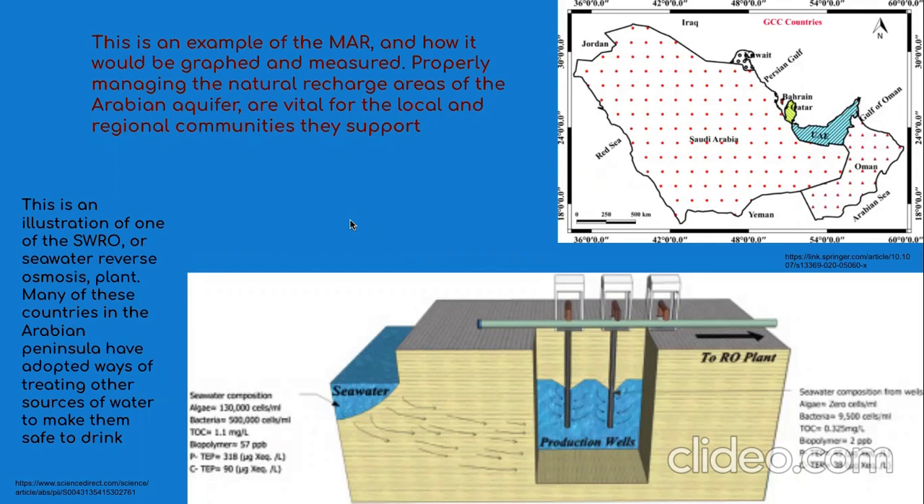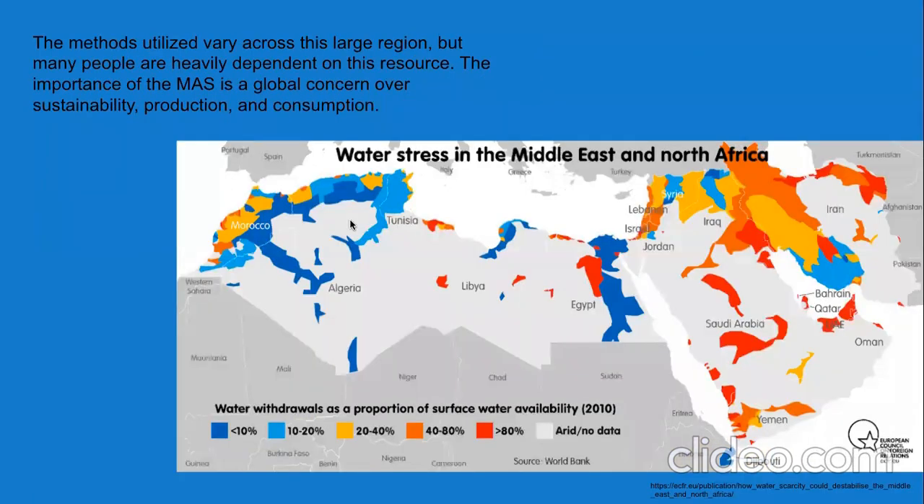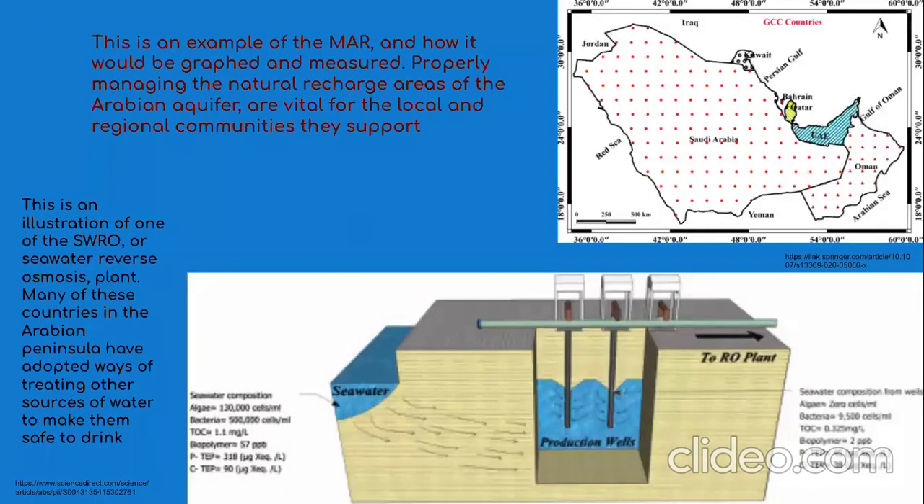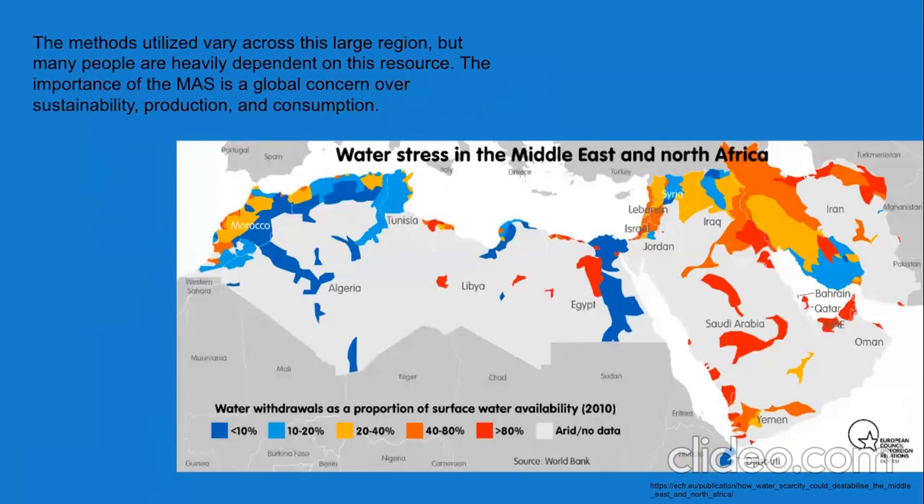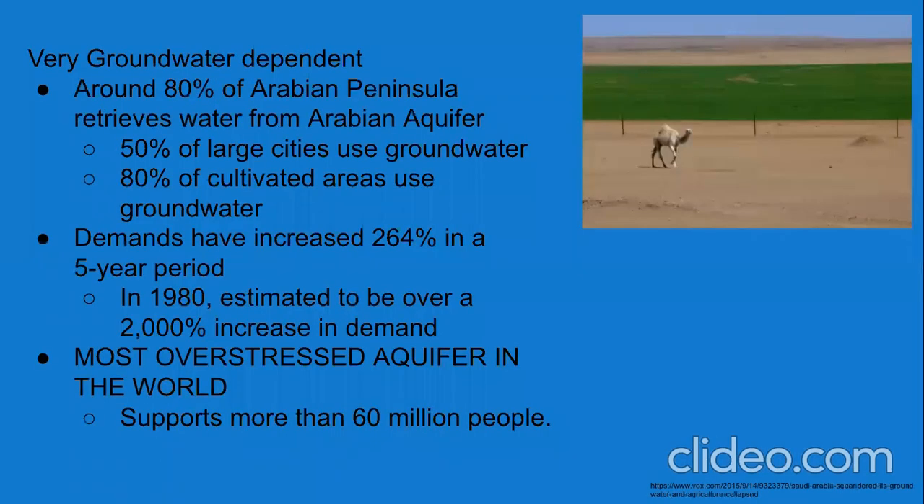From the next slide, we can see that this aquifer is heavily dependent on a lot of people. It covers about 60 million people's needs. It stretches from the UAE, Oman, Kuwait, Qatar, Jordan, and Yemen. So it is vitally important that these issues are addressed regionally as well. So the people in the Arabian Peninsula are very dependent on the Arabian Aquifer.